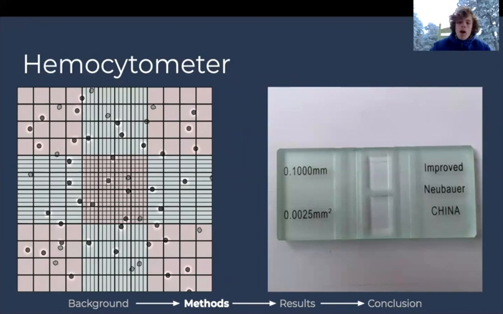I would put 1 drop on the very center of this hemocytometer, and I would look at it underneath the microscope at 500 times magnification, and I had to count each one of these squares you see on the hemocytometer, which took about an hour each one. I did 10 of them, so very time consuming.